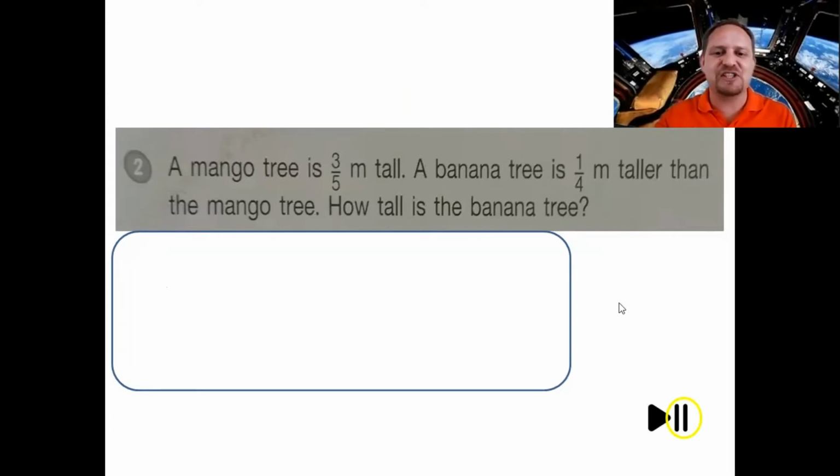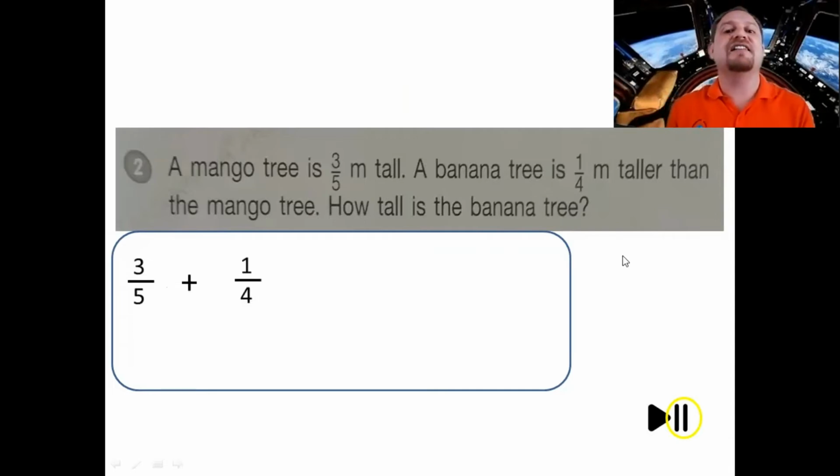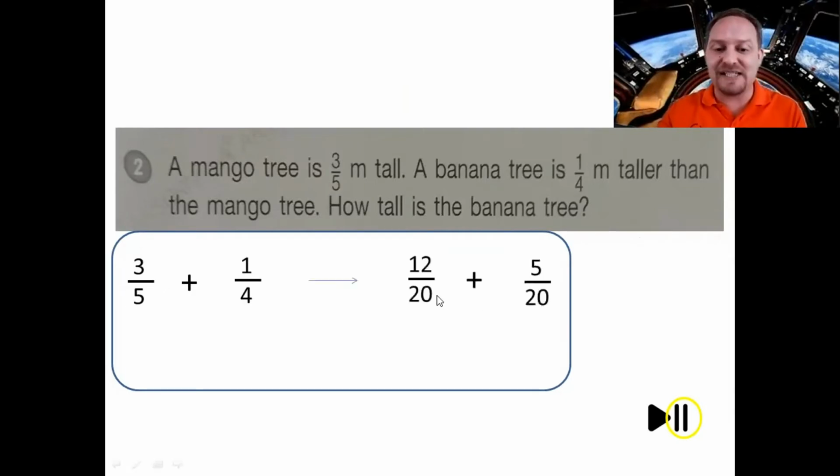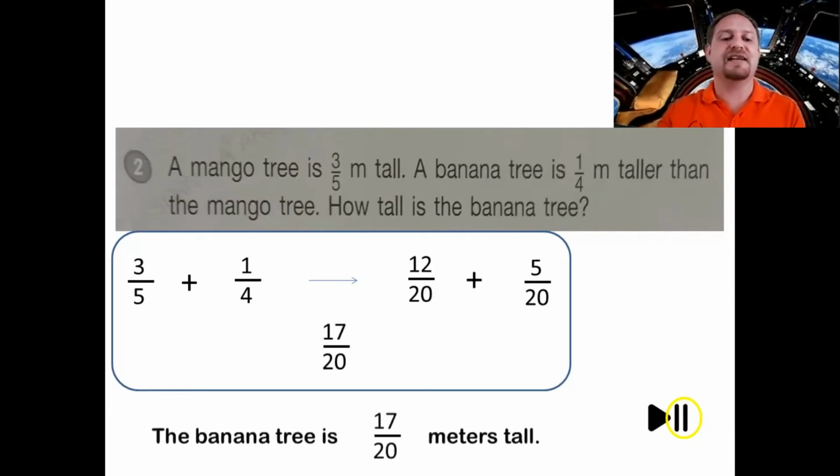Okay, and we're back for question 2. Again, this was addition, wasn't it? Okay, because it said the banana tree is taller than the mango tree. Okay, we need to change the denominators into 20 again. We have 12 over 20 now, plus 5 over 20, which gives us a total of 17 over 20. And your sentence should look like this, students. The banana tree is 17 over 20 meters tall.